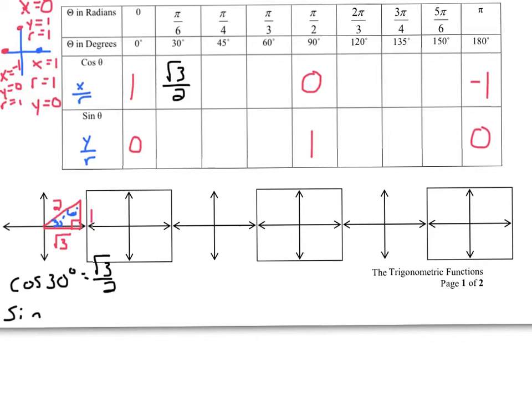Sine is y over r. This is y and this is r. So sine of 30 degrees is 1 over 2, which is 1/2.